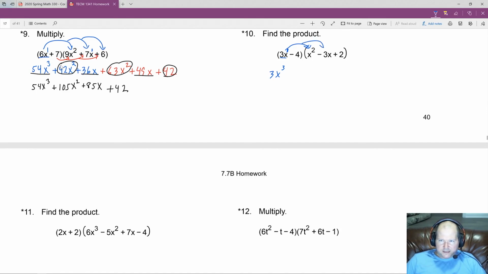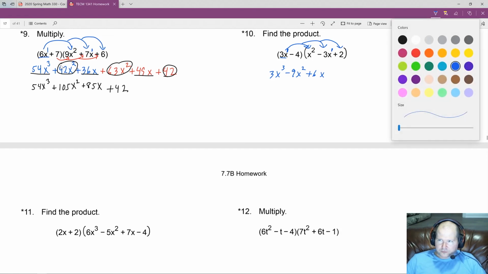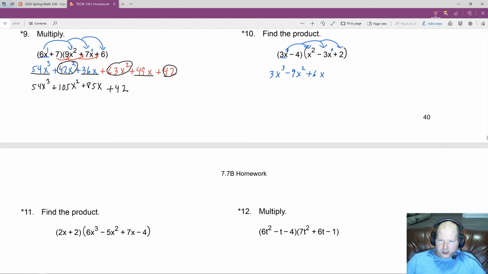Okay, so then we say 3x times negative 3x. 3 times negative 3 is a negative 9. X times x, again an implied or understood 1 on the second x, 1 plus 1 is 2, so we end up with x squared. Next we say 3x times 2 would give me a plus 6x. Now once you're done distributing the first term within the first parenthesis into the second parenthesis, you have to distribute the second term. So negative 4 times x squared gives me negative 4x squared. Negative 4 times negative 3x should give you a positive 12x. And then negative 4 times positive 2 gives me a negative 8.